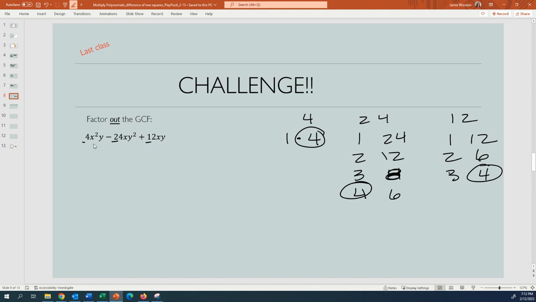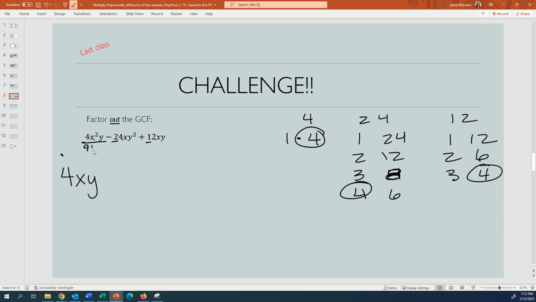And then we're going to look at the variables and see what do they all have in common. They all have an x in common, and they all have a y. It looks like we can only take out an xy because the lowest they have is that single term. So the GCF is 4xy.